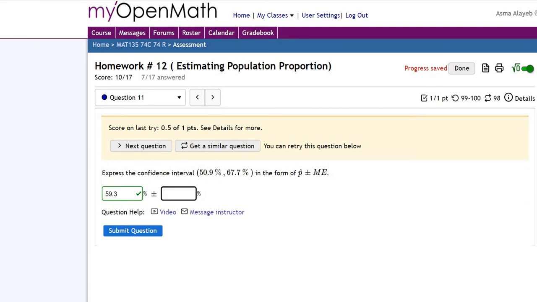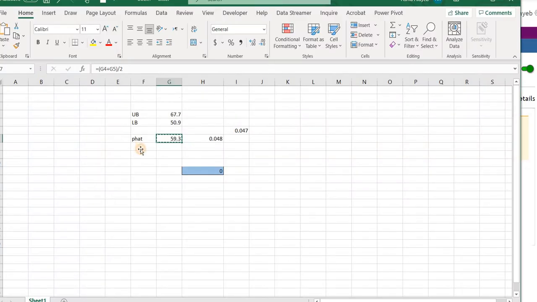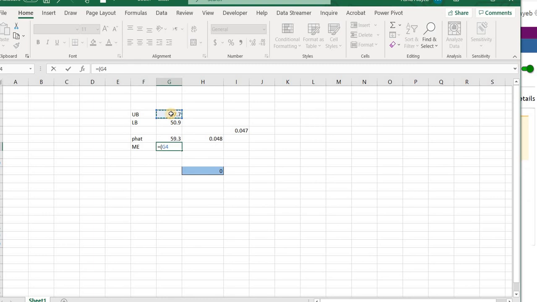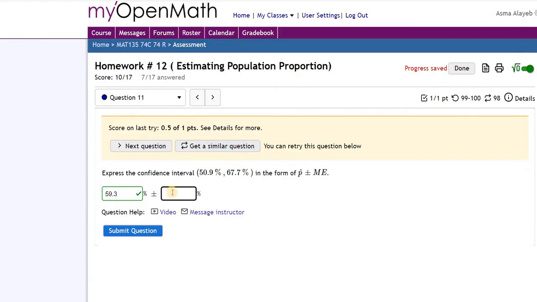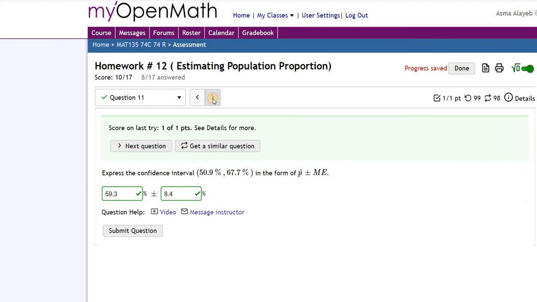Let me go solve for the second part. So for the margin of error, I know that I have to subtract now. So I'm just going to open parentheses, upper bound minus lower bound, always start with a big number, divide by 2, and that will give me the margin of error in percentage form, so I don't need to do anything about it. And that's how you answer this type of question.